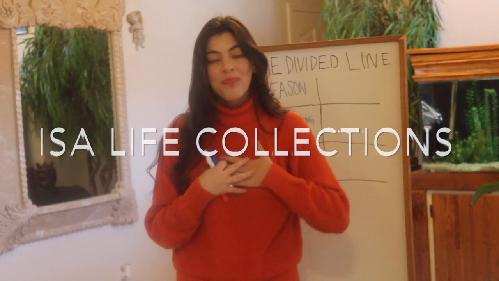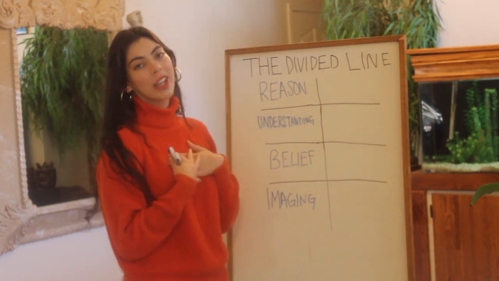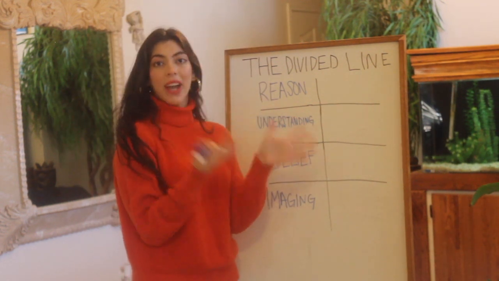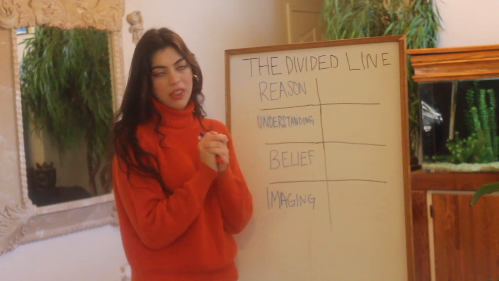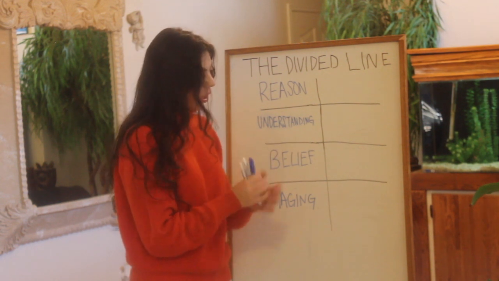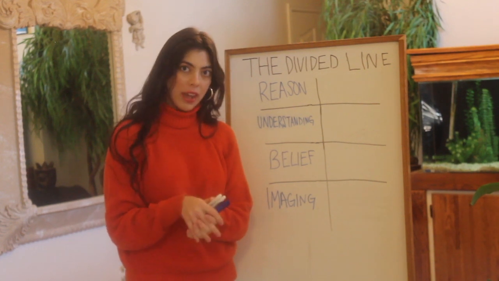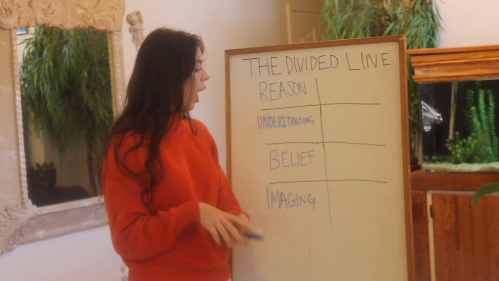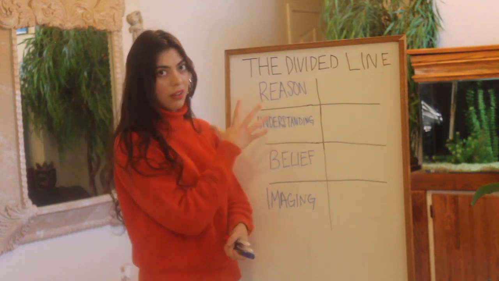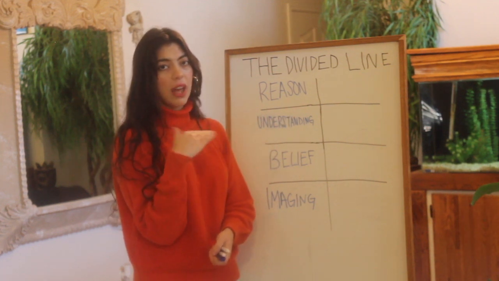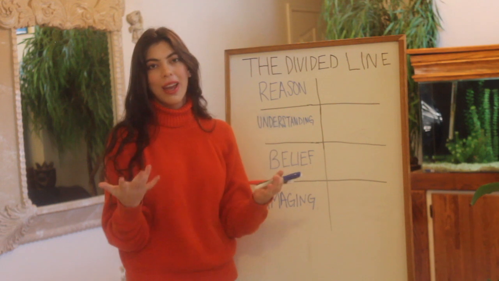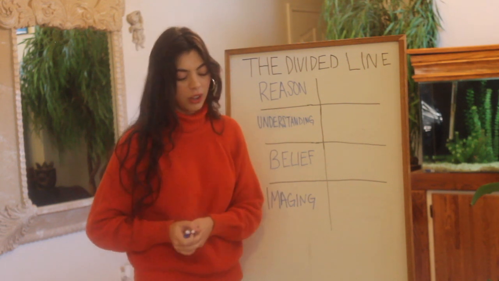I am Isa, and today we are going to be talking about Plato's The Divided Line, also known as Theory of Forms. Now, if you watched my last video regarding the allegory of the cave, you will probably get a better understanding of this. But if not, that's totally okay, because I am going to simplify this for you guys.